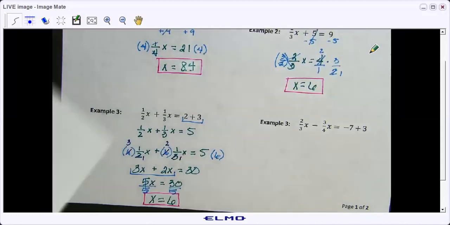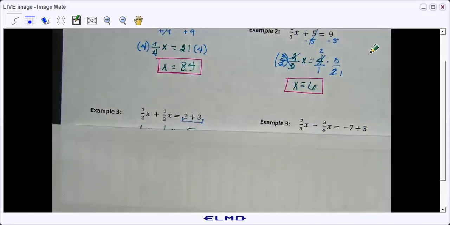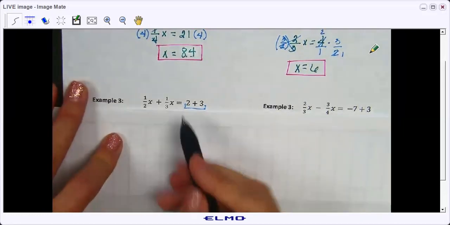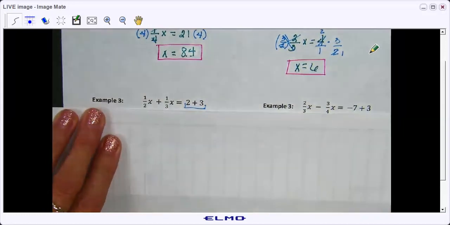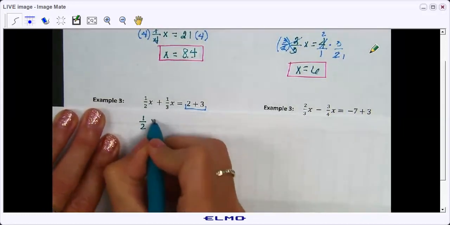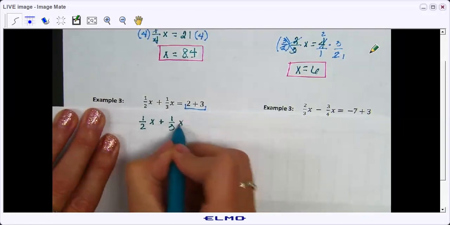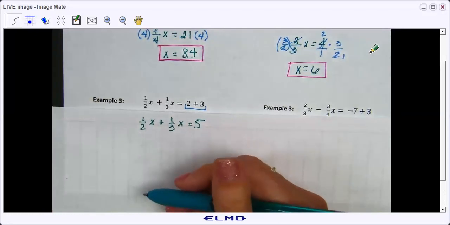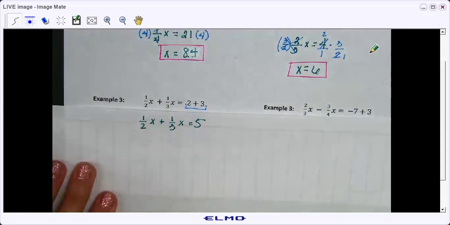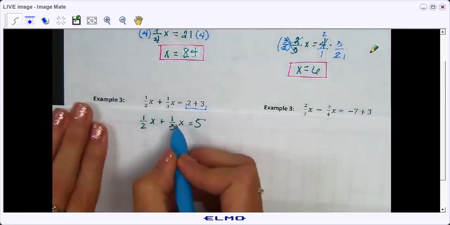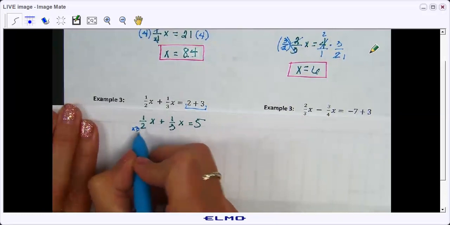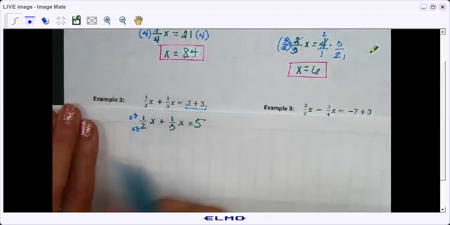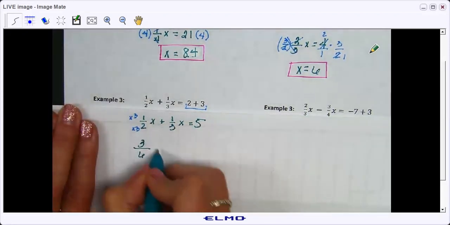Okay, I'm going to rewrite this equation out. And actually, I'm just gonna leave it right here, and I'm gonna go ahead and solve this a different way. I have 1/2 x plus 1/3 x equals 5. Now, instead of clearing my fractions, I'm just going to leave my fractions, but find common denominators and add them together. So in this case, we know our common denominator is 6, so I'm going to multiply this by 3 to get 6. And if I do that to the bottom, my denominator, I have to do it to my numerator. And when I do that, I get 3/6 x.